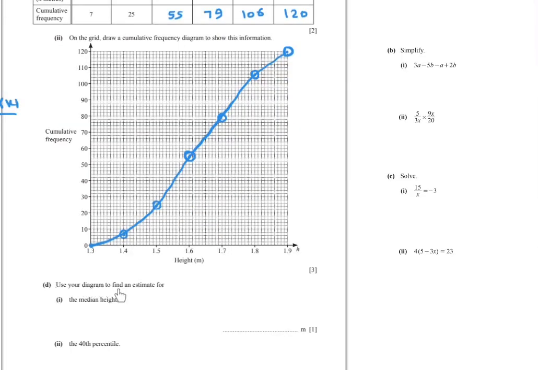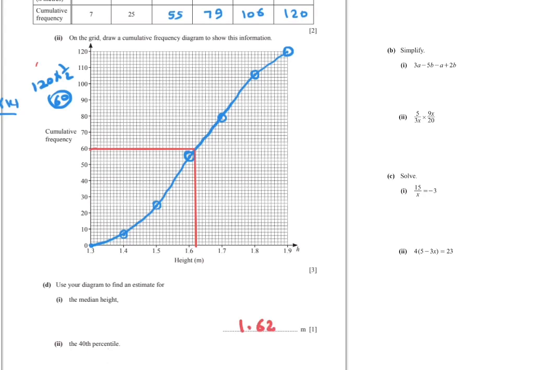Part (d): use your diagram to find an estimate for the median height. To find the median, multiply the total frequency by half. So 120 times half equals 60. This is the order of the median. Now start from 60, draw a horizontal line until you reach the curve, then go down. So this is the median, between 1.6 and 1.7. So the median is 1.62.